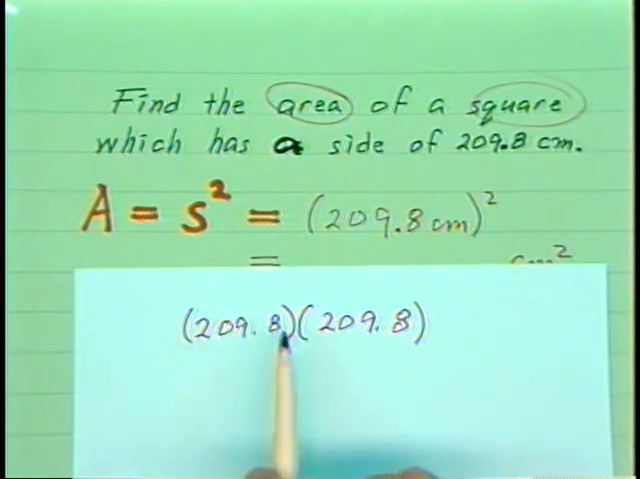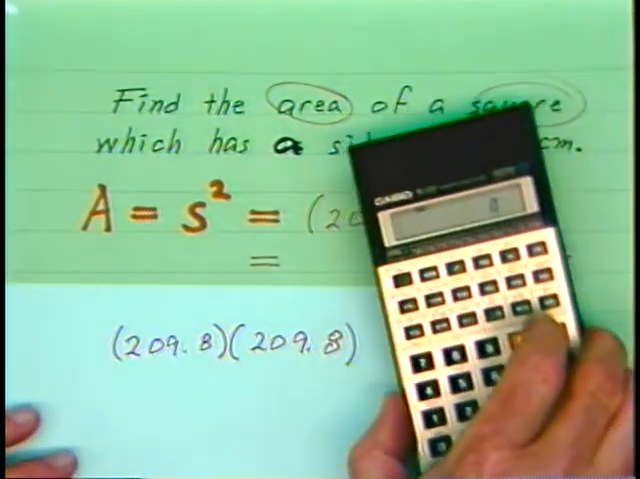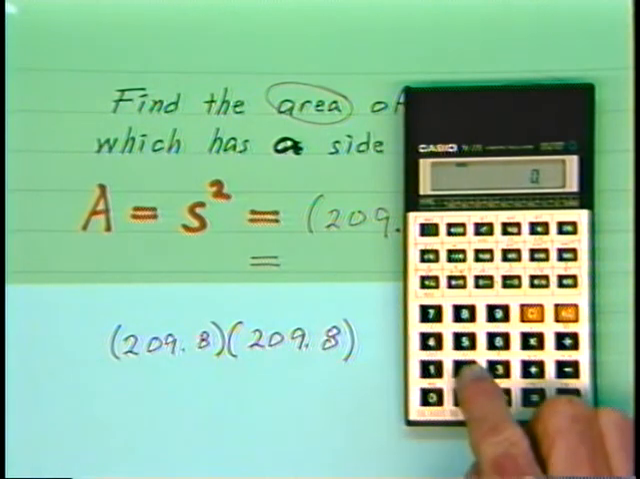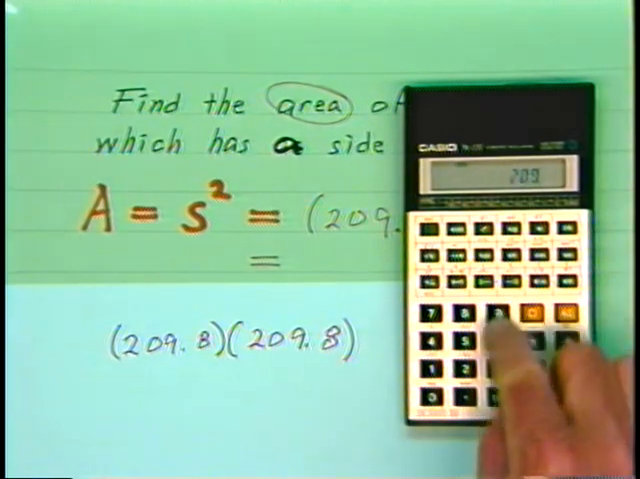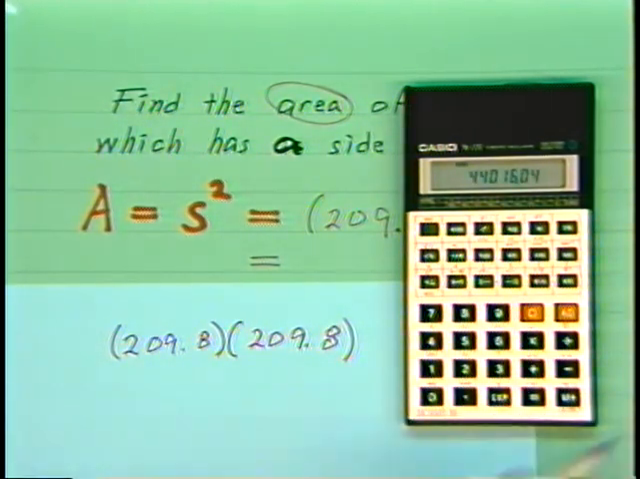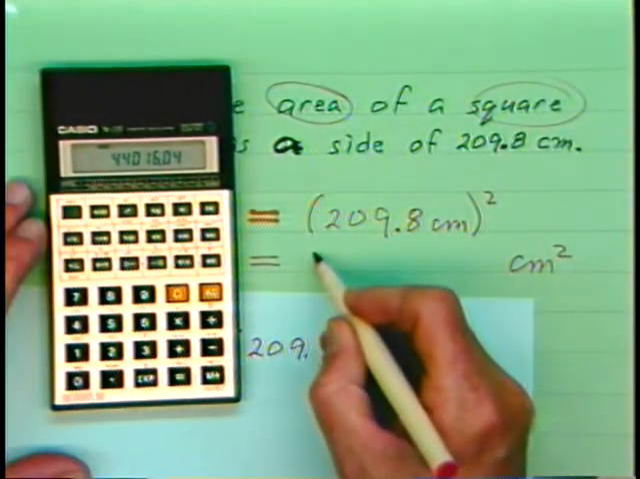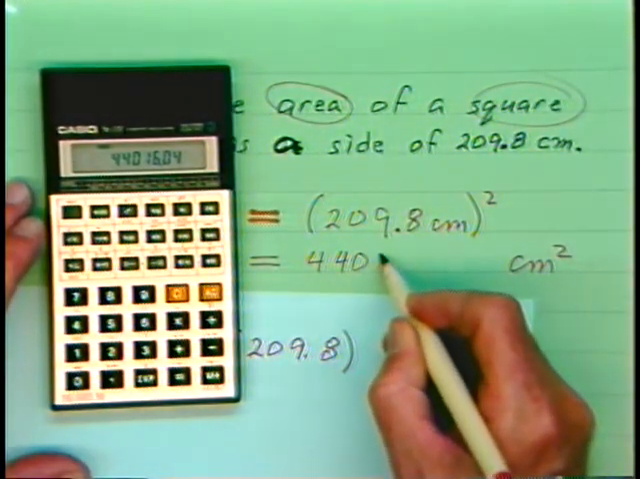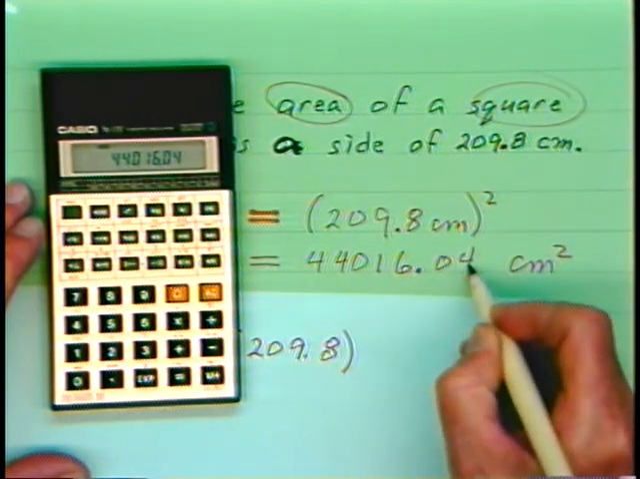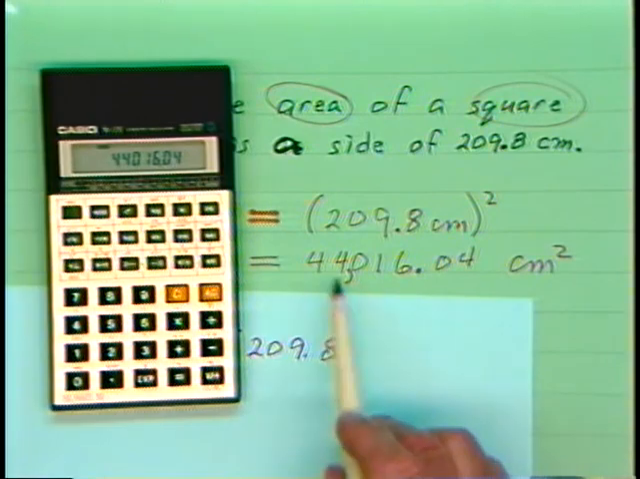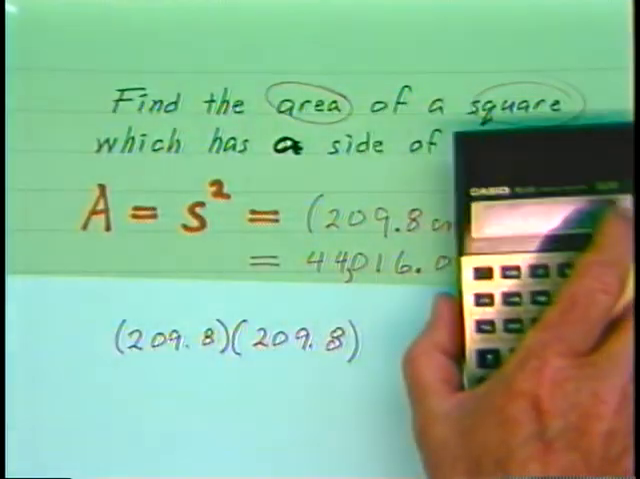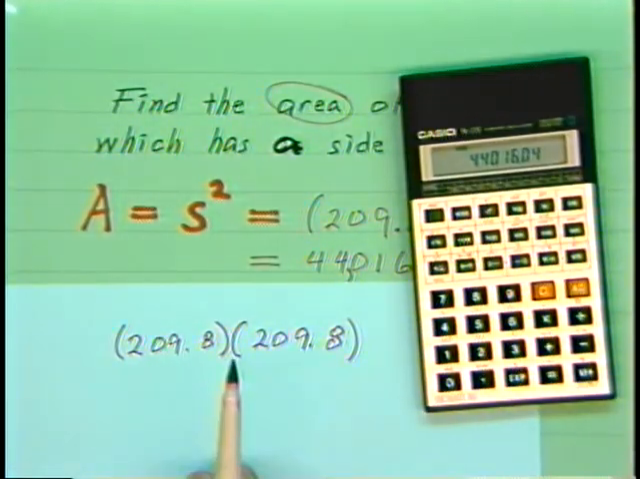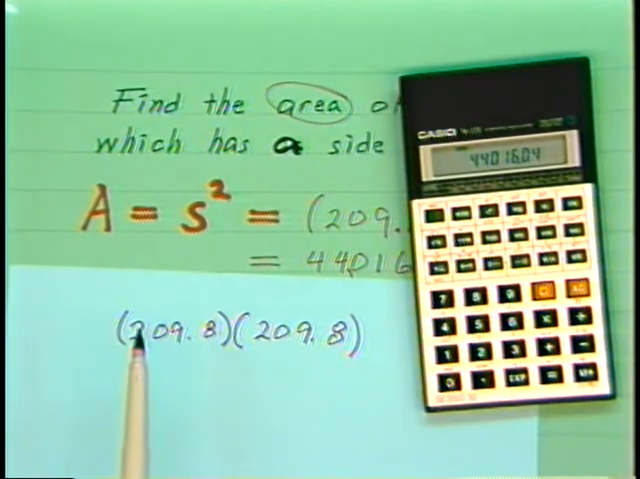And if nothing else, we can do that either by hand, or it'd be much more comfortable here to do it by the calculator. So let's follow that through. 209.8 times 209.8 equals. And we get 44016.04, or roughly 44,000 square centimeters. If this were a long number, it seems like a bit of extra work to have to enter this number twice.